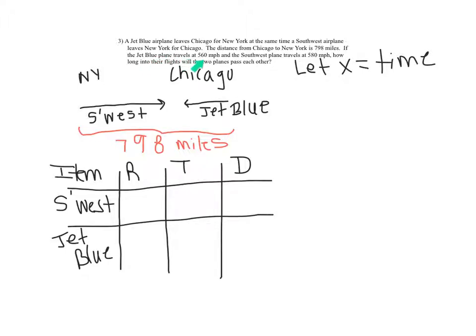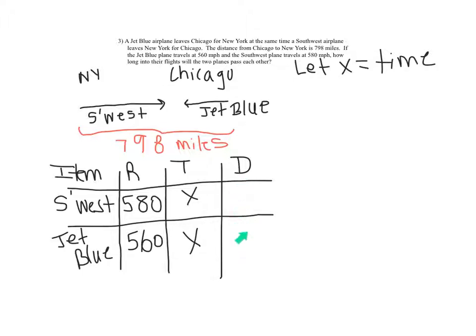JetBlue travels 560 miles per hour, so that's its speed, which is rate. Southwest is 580. We are going to fill those in the rate column. So we have time, that is the unknown. So we're going to use X in the time column. So we have our two columns filled in.